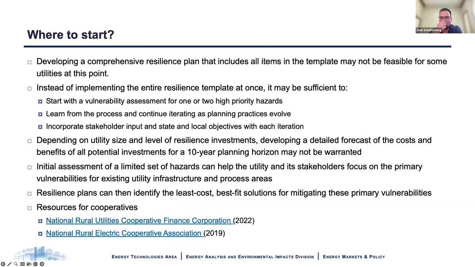So I will walk through that shortly, but as you may have noticed from this presentation and the prior presentation, there's a lot of information out there, a lot of emerging best practices.